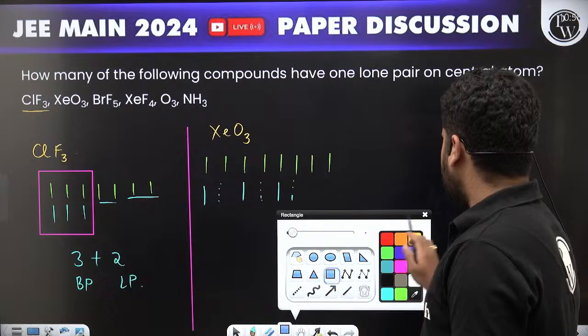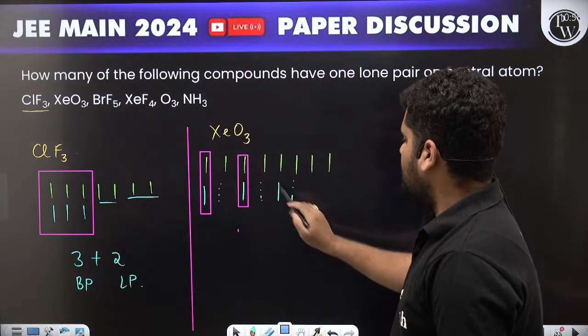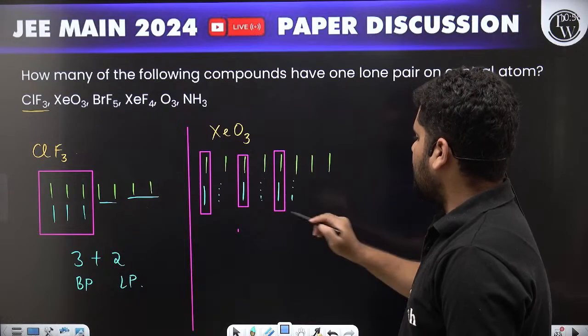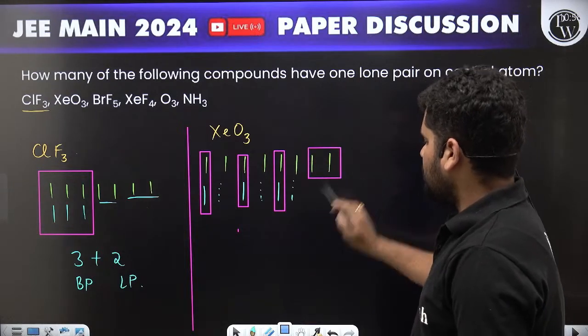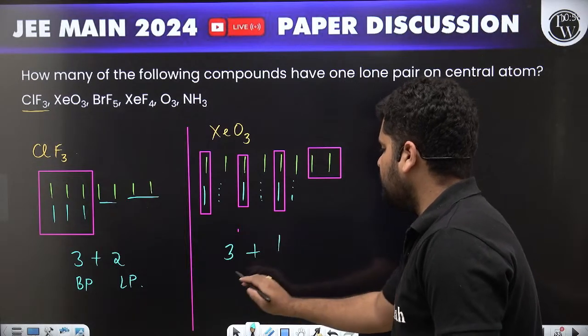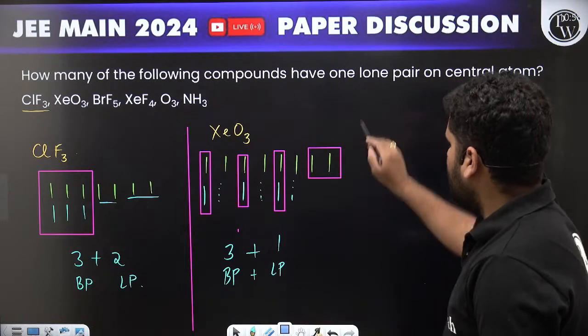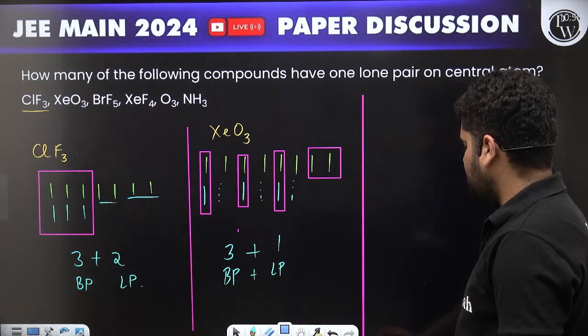So how many bond pairs are we getting? First bond pair, second bond pair, and we have third bond pair. And how many lone pairs? 1 lone pair. So the arrangement over here is going to be 3 plus 1, which is 3 bond pairs plus 1 lone pair. Okay, moving on to the next one after this.